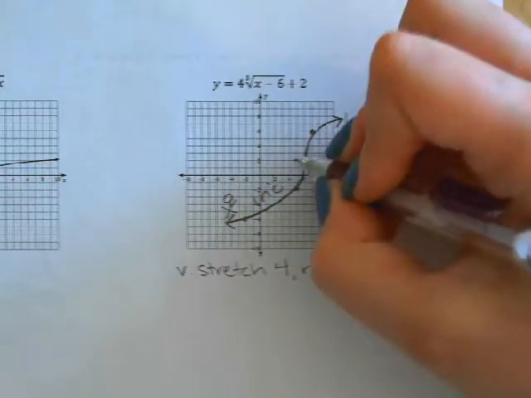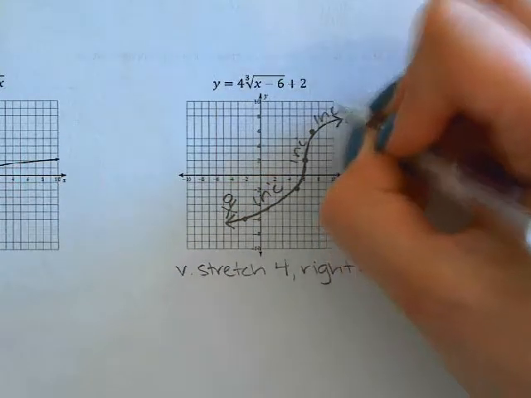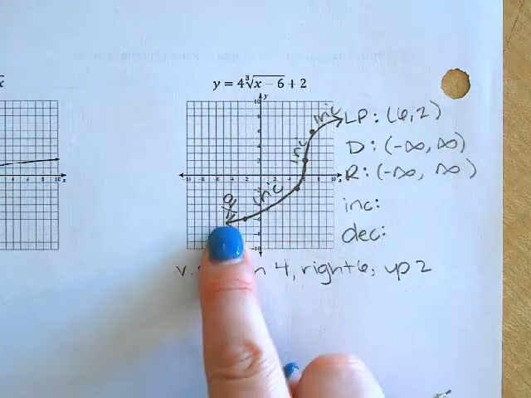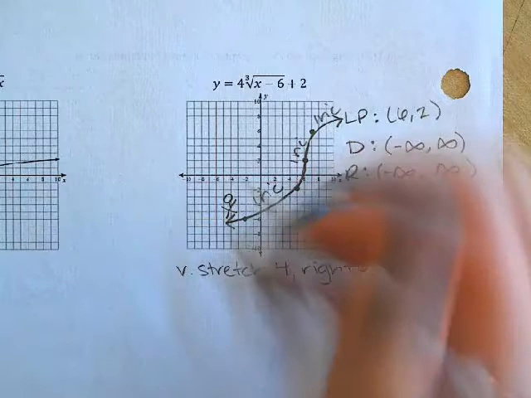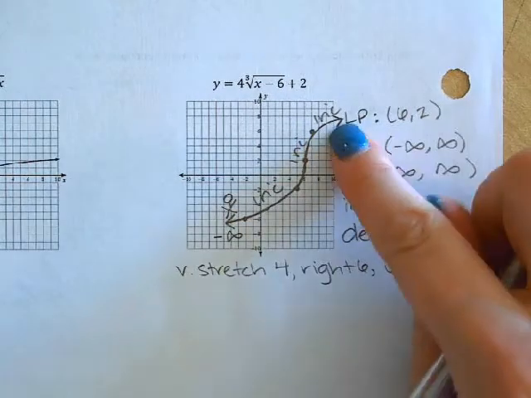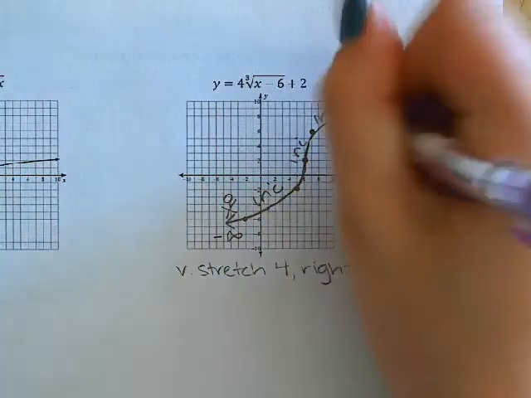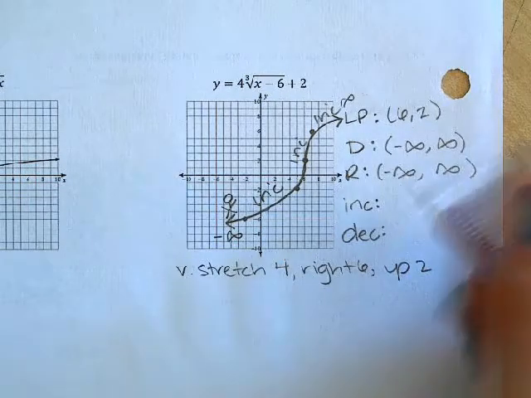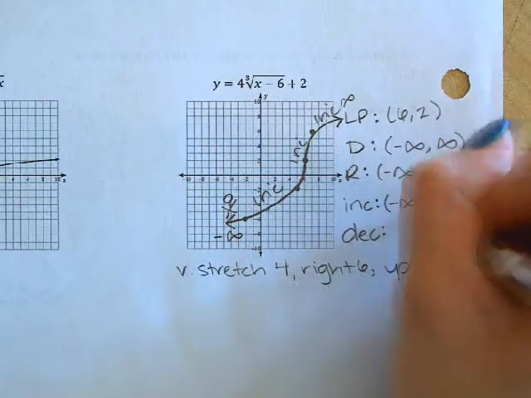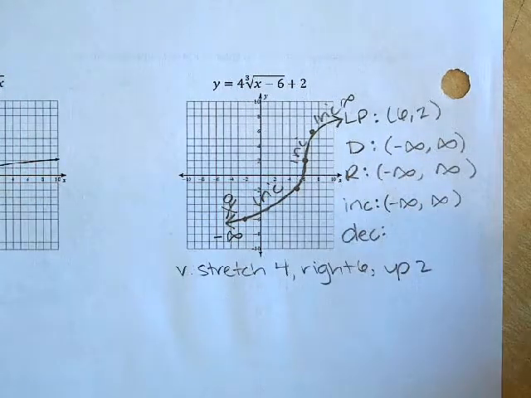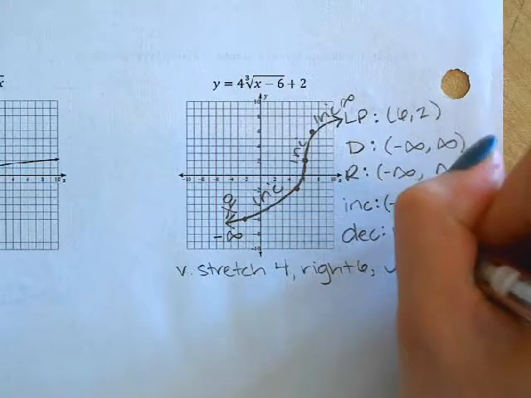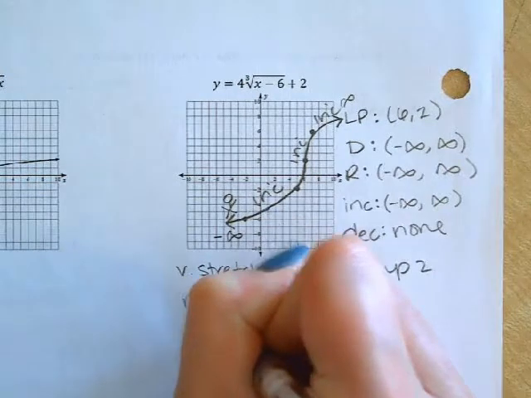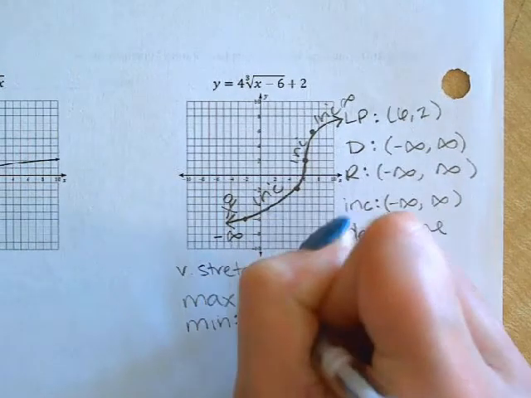Increasing, and then he increases super steep, and then he keeps increasing. But he's increasing the whole time, always going up. So what is the x value right here? Okay. What is the x value over here? Okay. And so we say he's increasing from negative infinity to positive infinity, and for decreasing we put none. Okay. What about max and min? Yeah, none and none.